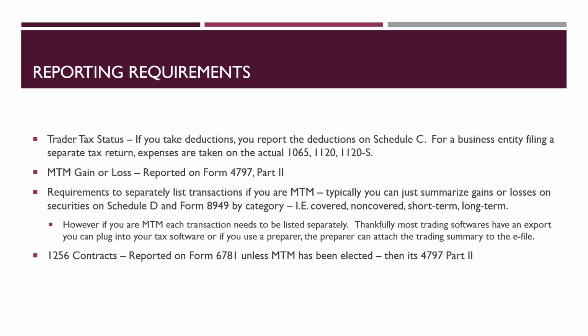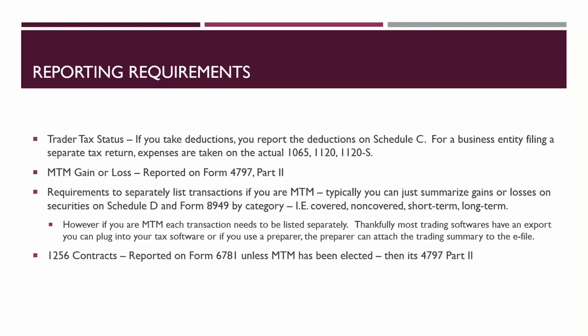There is a requirement to separately list transactions if you're mark-to-market. The IRS has provided some relief for, say, retail investors who sell securities. You can basically just summarize gains or losses by category on Schedule D in Form 8949, breaking down into short-term, long-term, covered, non-covered. What we do for our returns, we just do one line item for each category. Keep it simple. However, if you're mark-to-market, each transaction needs to be listed separately.